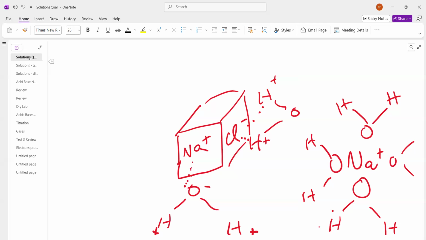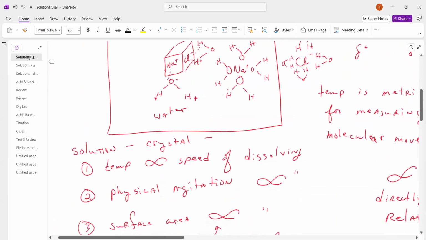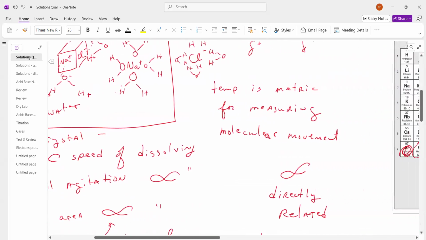Perfect. Okay, so how do we measure kinetic energy? How do we know the water's hotter? Temperature. Temperature is a measurement of kinetic energy of the solution. So we're going to use temperature as the metric. So when the temperature goes up, movement goes up, dissolving increases.